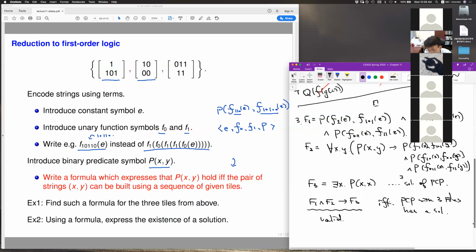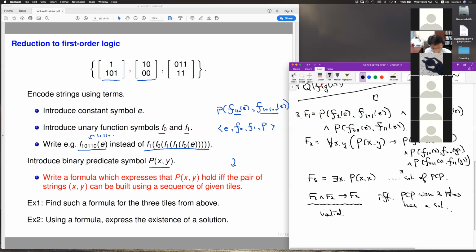Now, as I said, this is the encoding of this specific problem. If you think about how we constructed F1, F2 and F3, they're all constructed algorithmically. We have to check this condition, but it actually turns out to be true. So if we can generate this translation for arbitrary PCP instances, that gives undecidability of the validity problem.